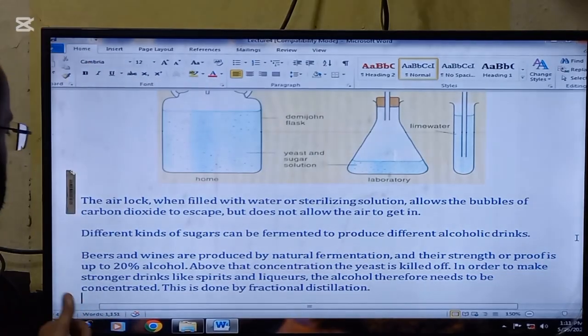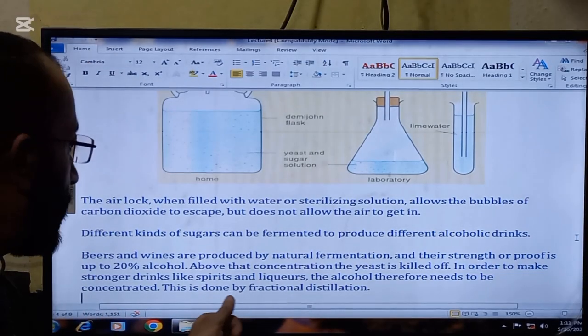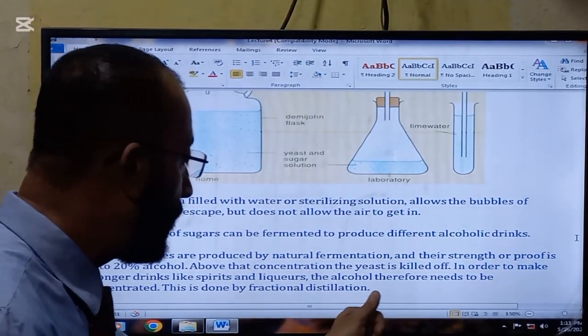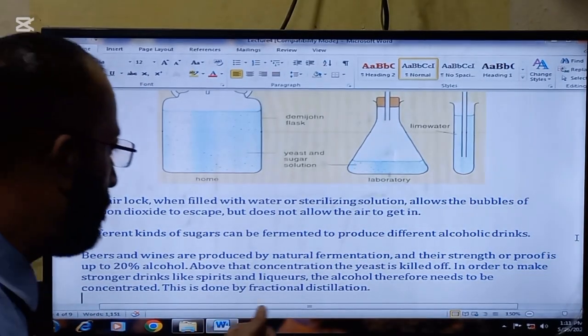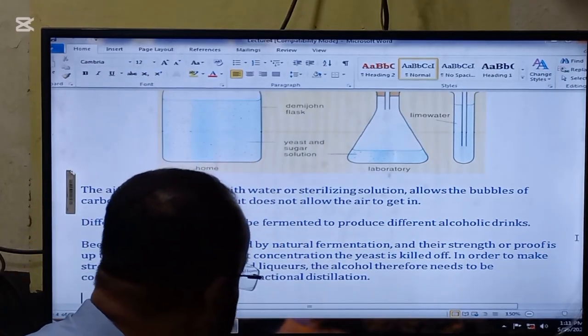In order to make stronger drinks like spirits and liqueurs, the alcohol therefore needs to be concentrated. This is done by fractional distillation.